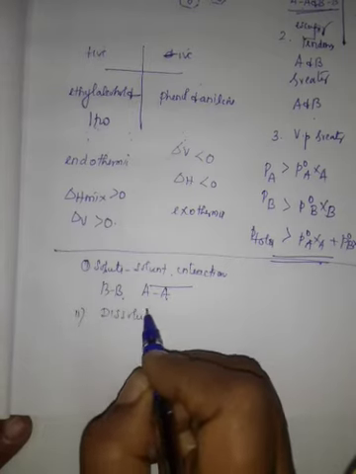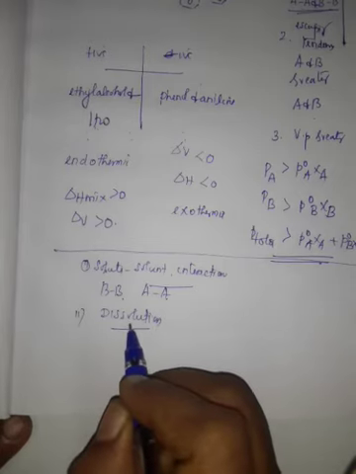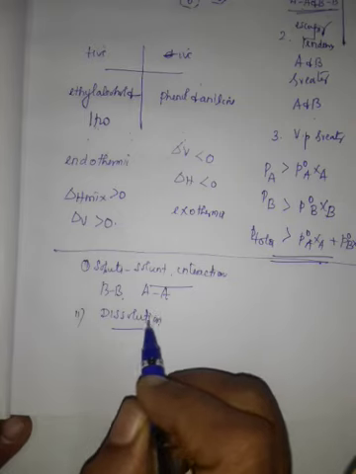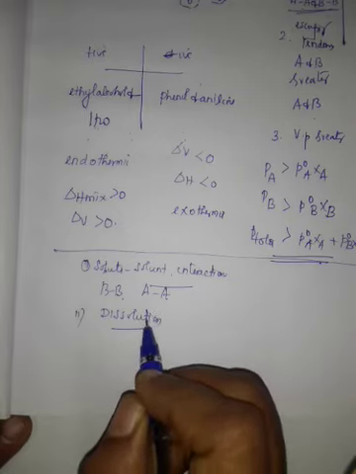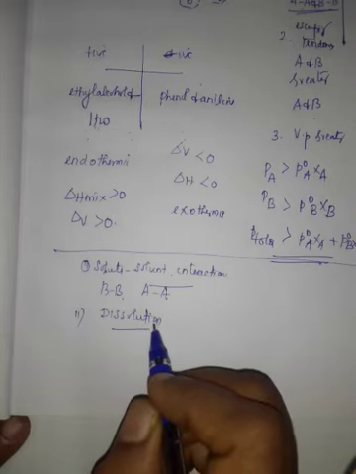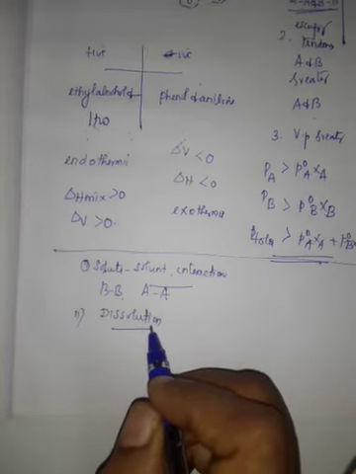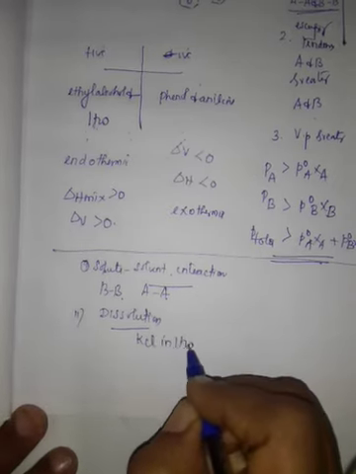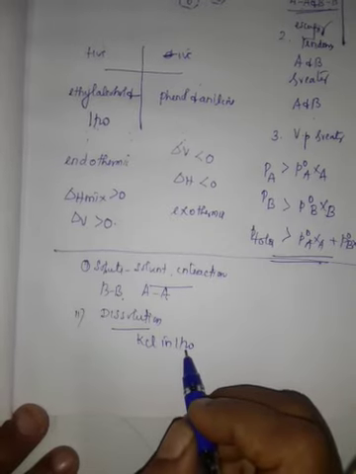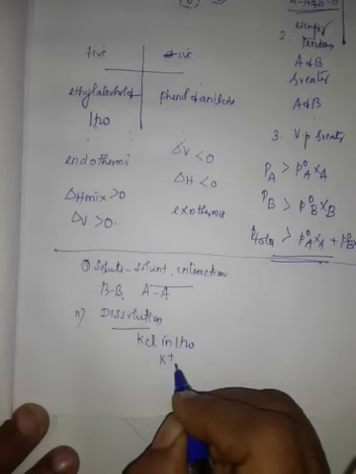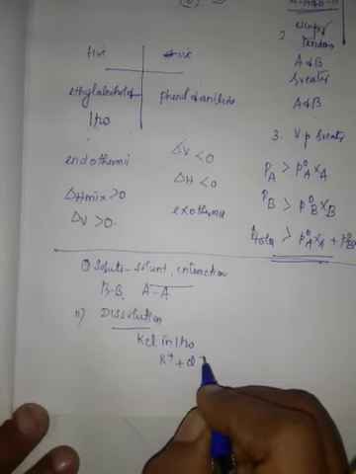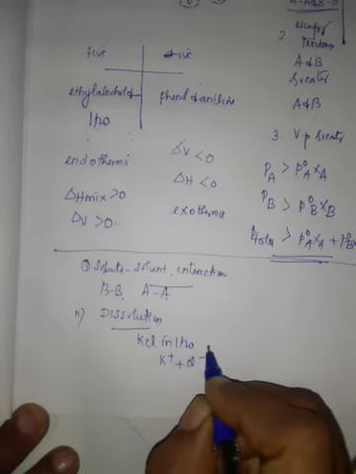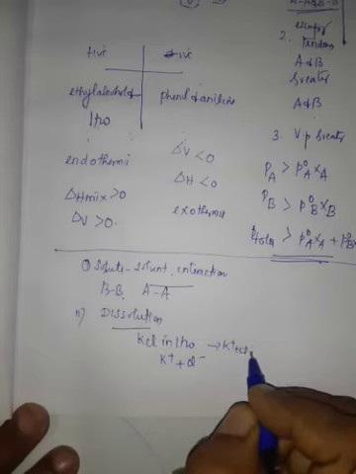Number 2, dissociation. When a solute present in a solution dissociates to give its ions, the ions interact strongly with the solvent and cause deviation from Raoult's law. For example, potassium chloride in water, KCl in water, deviates from ideal behavior because the solute dissociates to give K plus and Cl minus, which form strong ion-dipole interaction with water molecules. That is KCl plus water giving K plus, Cl minus.